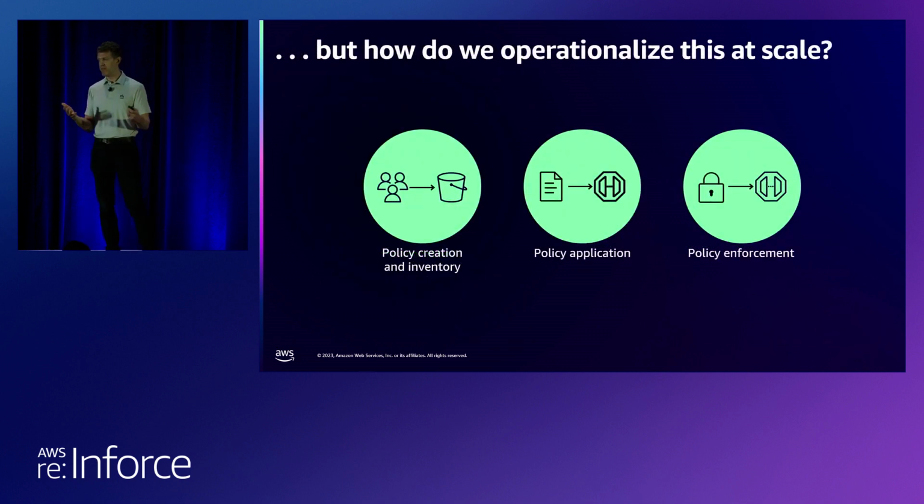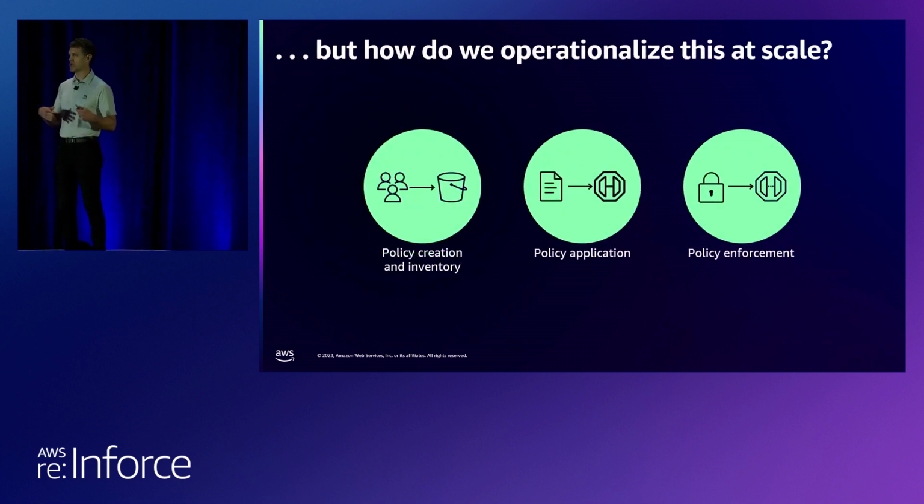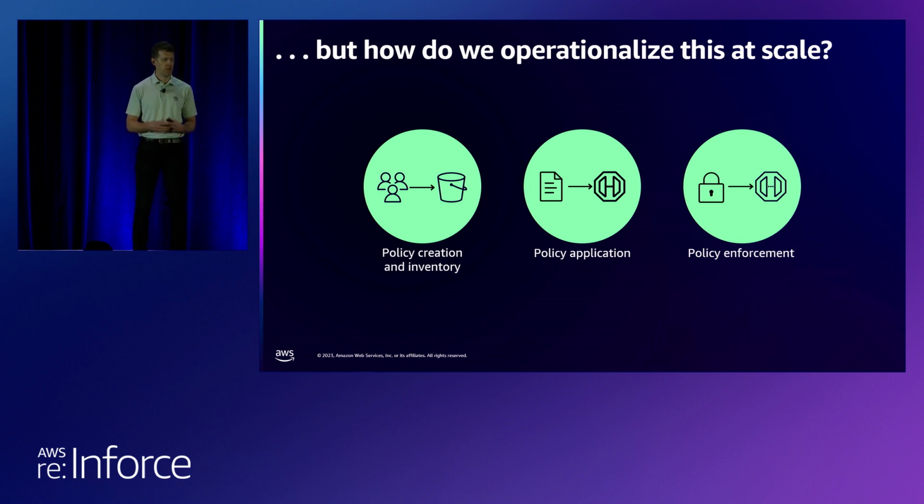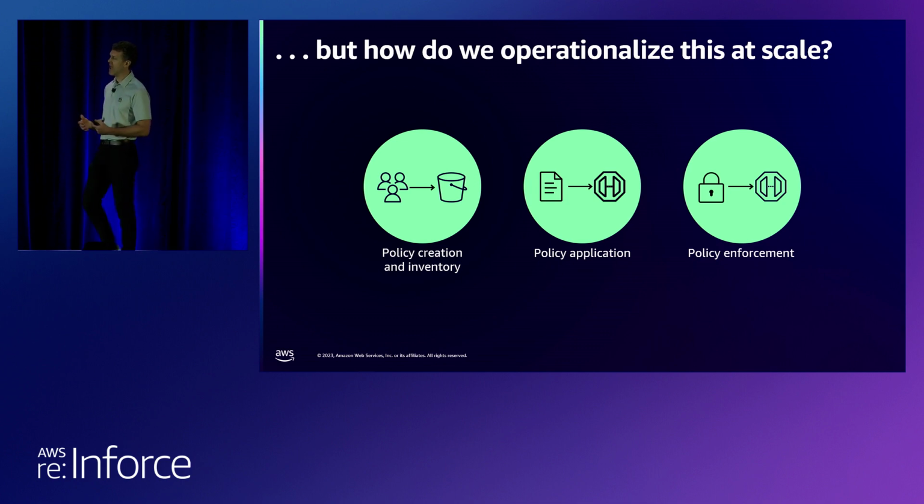Now that we have these policies in hand, how do we actually operationalize them at scale to meet USAA's needs? And we approach that problem in 3 points. The first is, how do we create, review, and inventory these policies? How do we take those policies and apply them to the thousands of VPC endpoints across our org? And then finally, how do we ensure that every endpoint, whether it's in a new account or an existing account, is always using an approved policy?